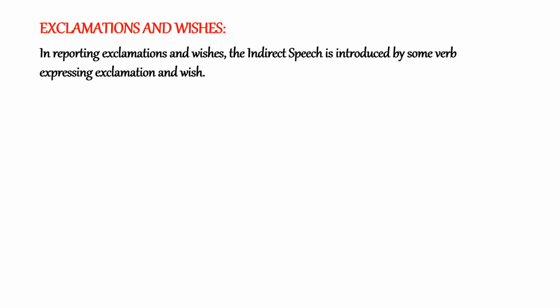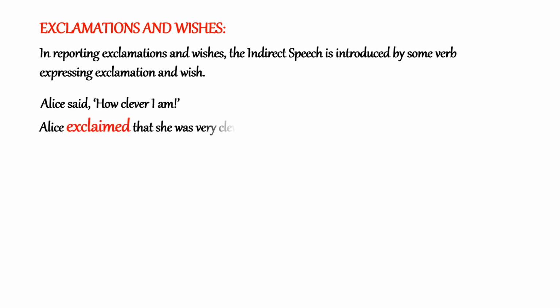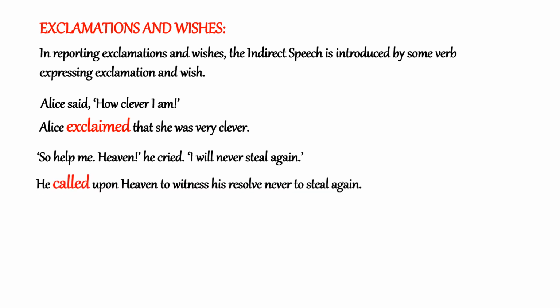The next kind of sentence is exclamations and wishes. In reporting exclamations and wishes, the indirect speech is introduced by a verb expressing exclamation or wish. Example: Alice said, "How clever I am." Alice exclaimed that she was very clever. "So help me, heaven," he cried, "I will never steal again." The reported speech is, he called upon heaven to witness his resolve never to steal again.